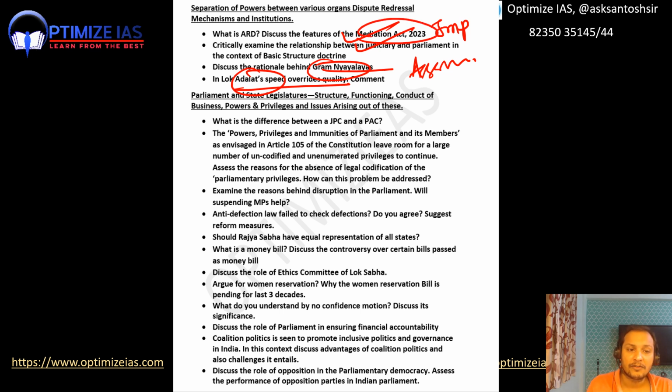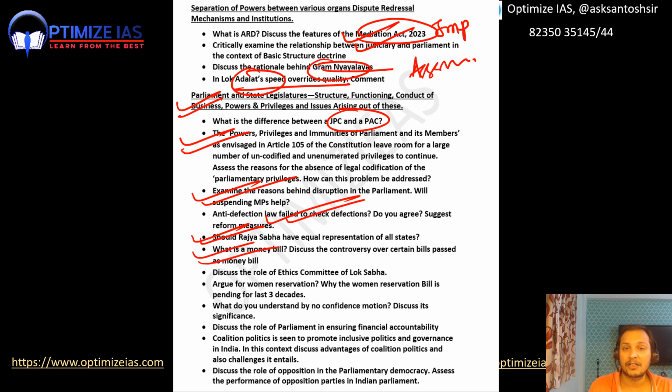Next, from the Parliament topic, JPC and Public Accounts Committee. What is JPC? How is JPC different from the Public Accounts Committee? And what is the role of the JPC? Next, parliamentary privileges. Do we need to codify them? Next, disruption of Parliament. Will suspension help? Then anti-defection, very important. Rajya Sabha, role of Rajya Sabha, is it effective? Should all the states have the same kind of representation in Rajya Sabha?